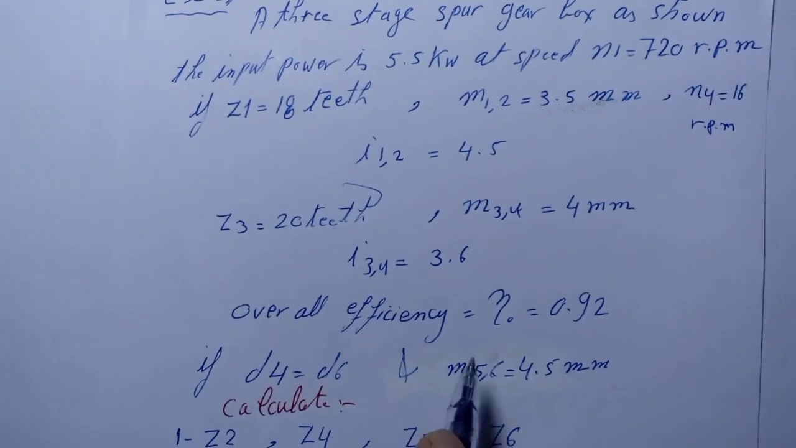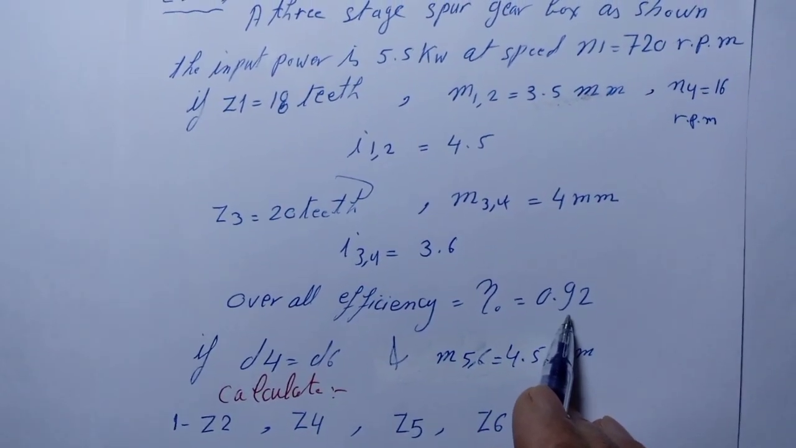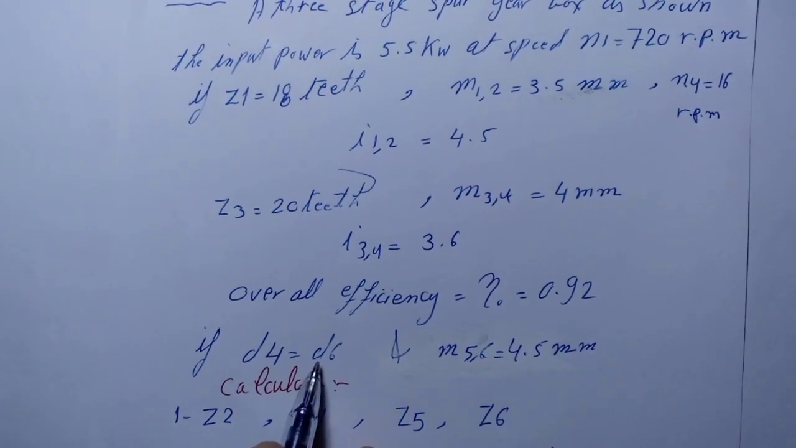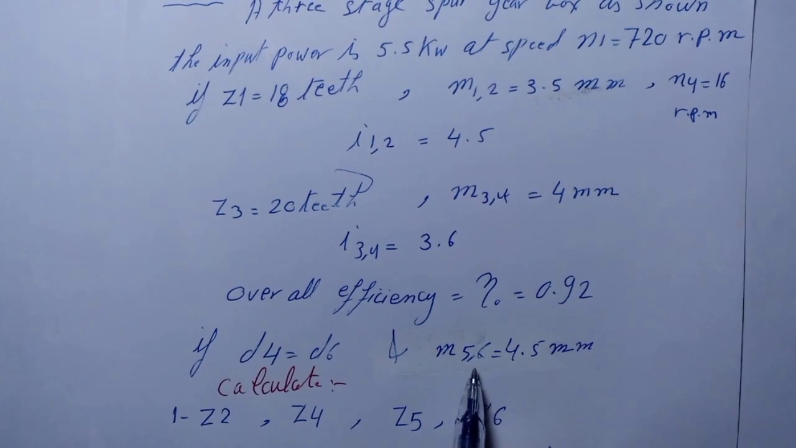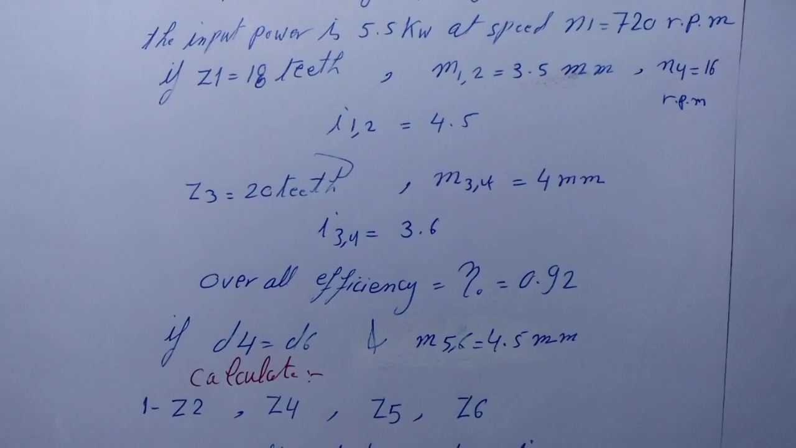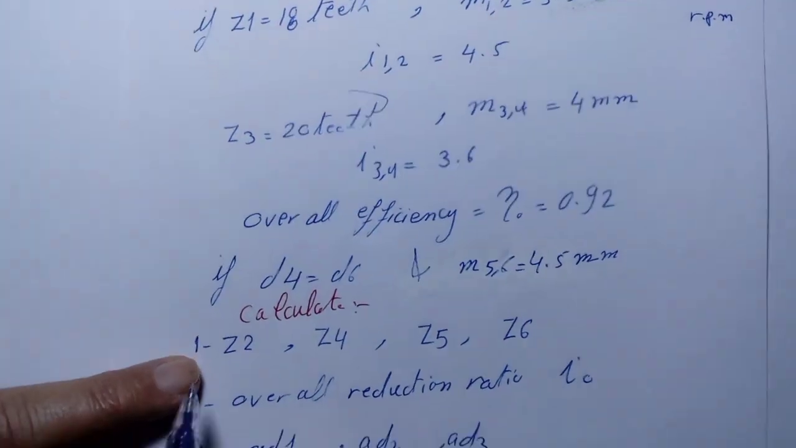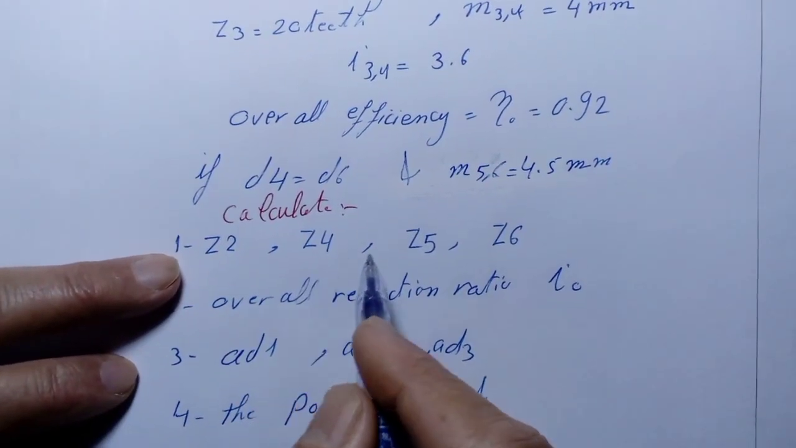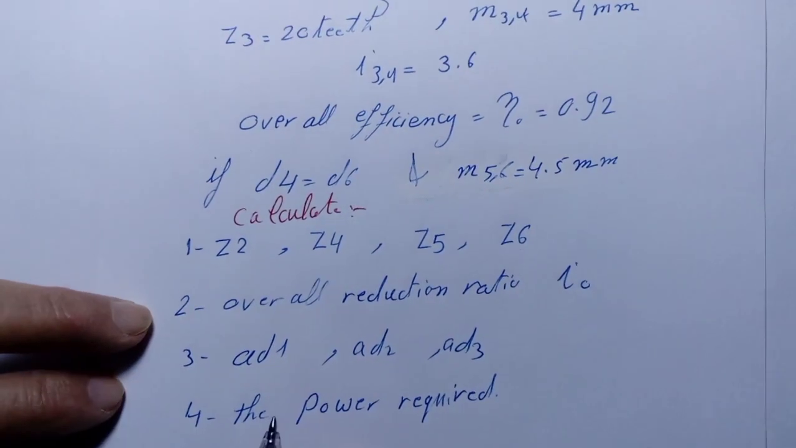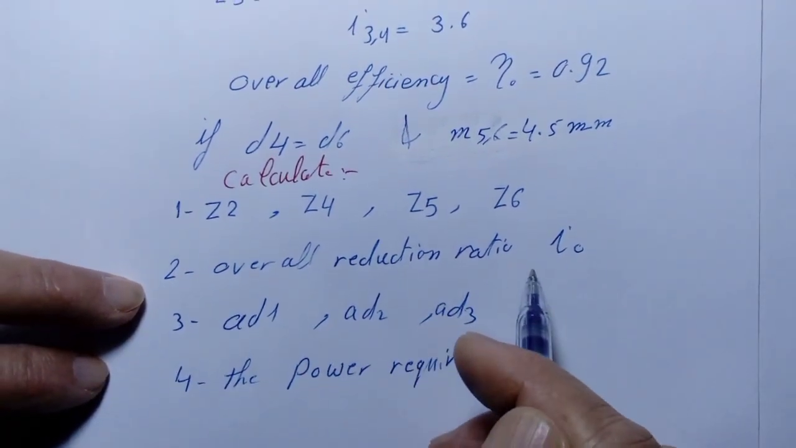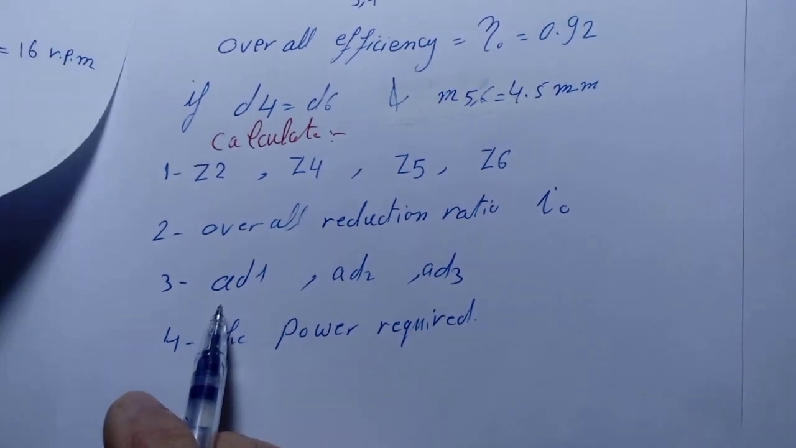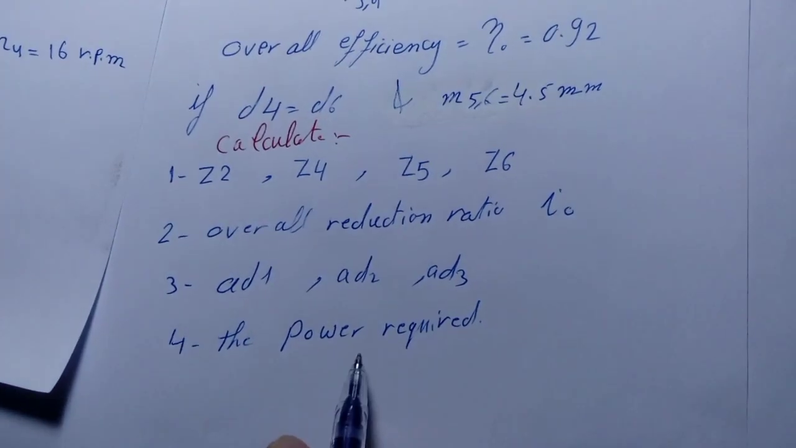And the overall efficiency is equal to 0.92. If D4 is equal to D6 and the module of gears 5 and 6 is equal to 4.5 millimeters, calculate number 1: the number of teeth Z2, the number of teeth Z4, the number of teeth Z5, and the number of teeth Z6. Then the overall reduction ratio I naught, the center distances AD1, AD2, AD3, and the power required.